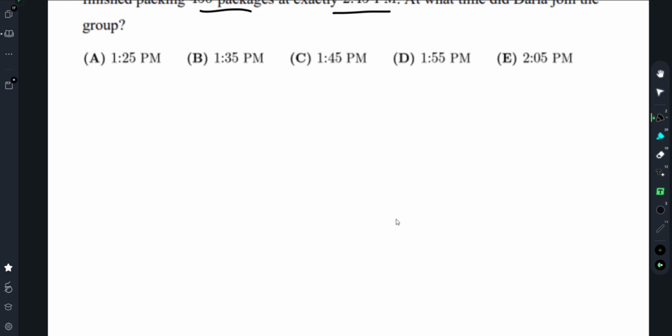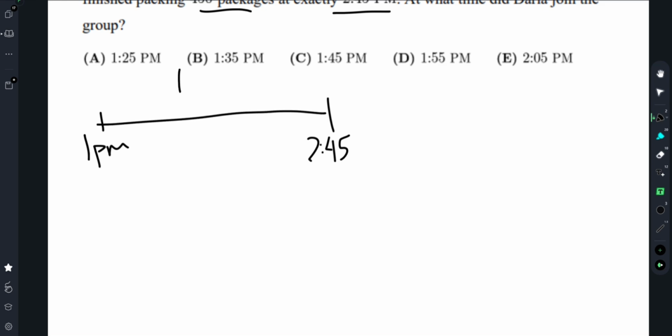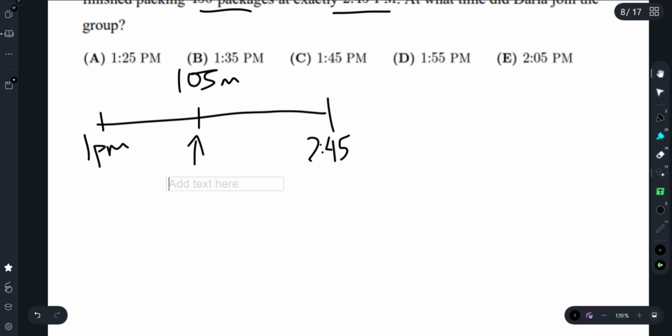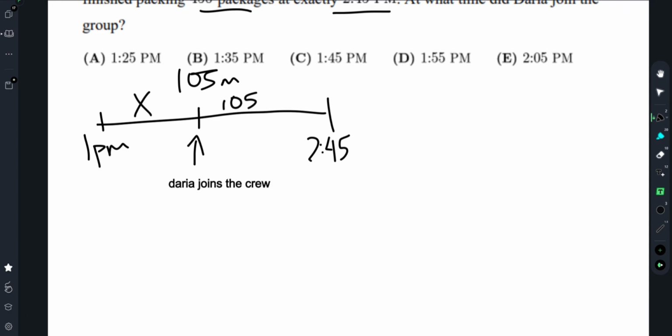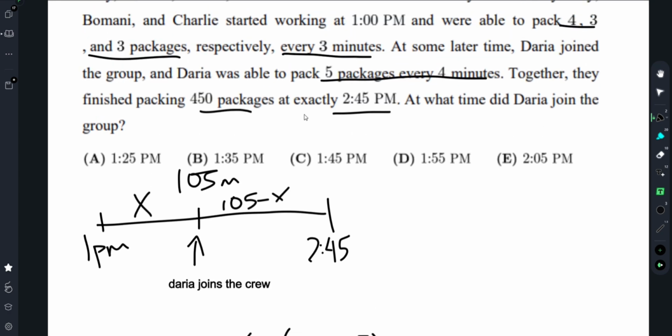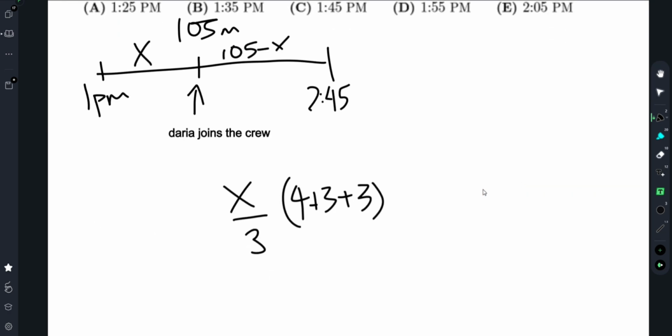So we can separate this. Let's say this is 1 p.m. and let's say this is 2:45. In the middle, there are 105 minutes. Let's say this is the part where Dario joins the crew. So that means that X, and this is 105 minus X. So for the first X minutes, every 3 minutes, they pack 4 plus 3 plus 3 packages. Just 10X over 3.